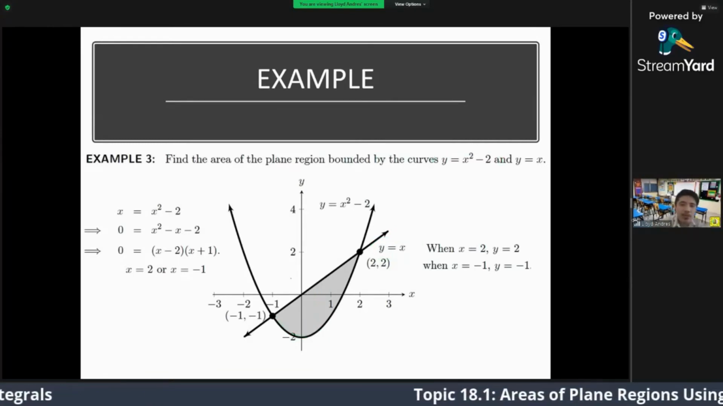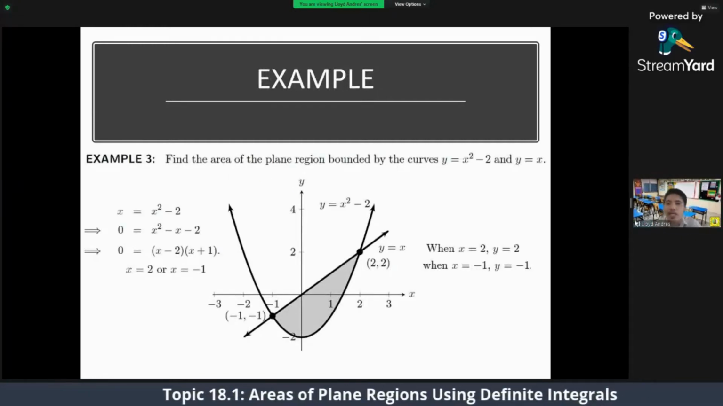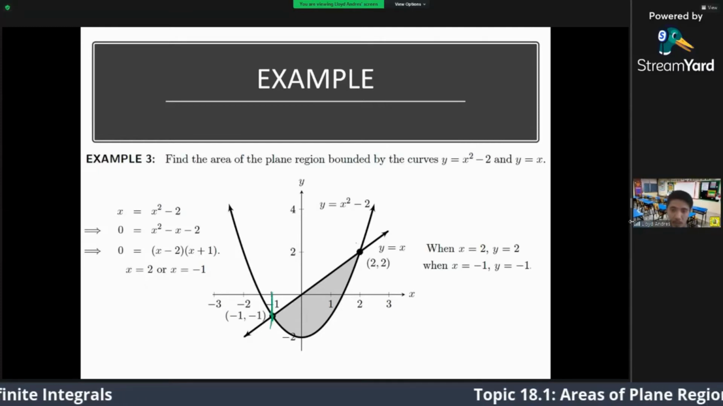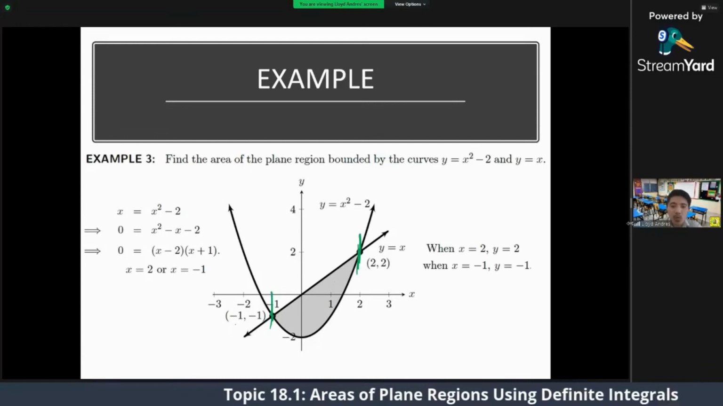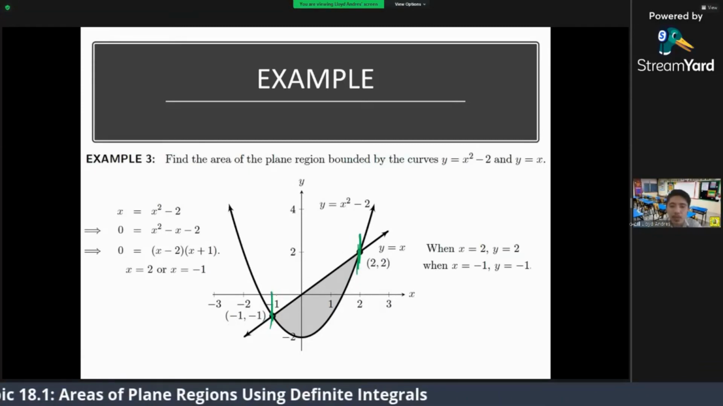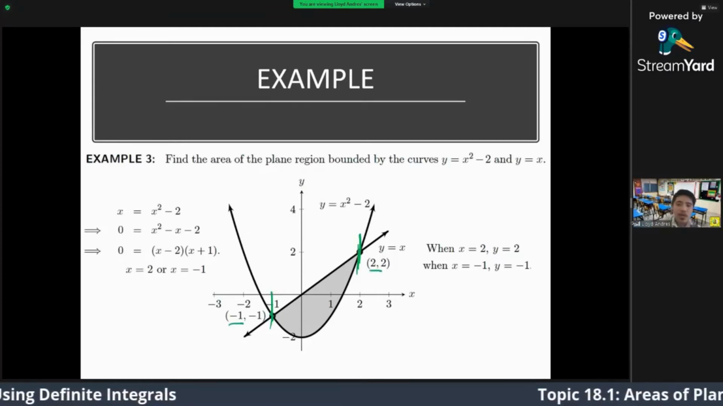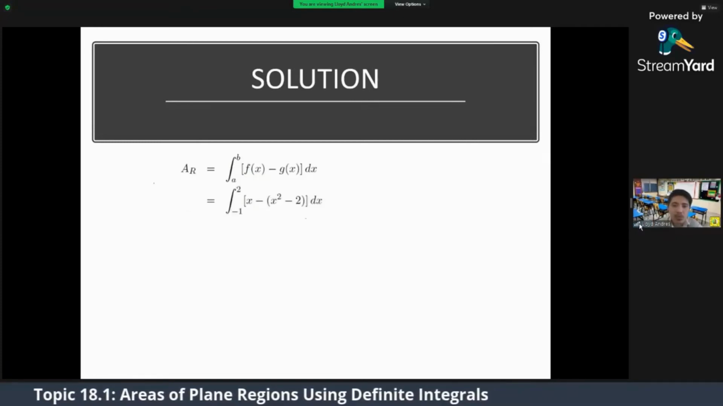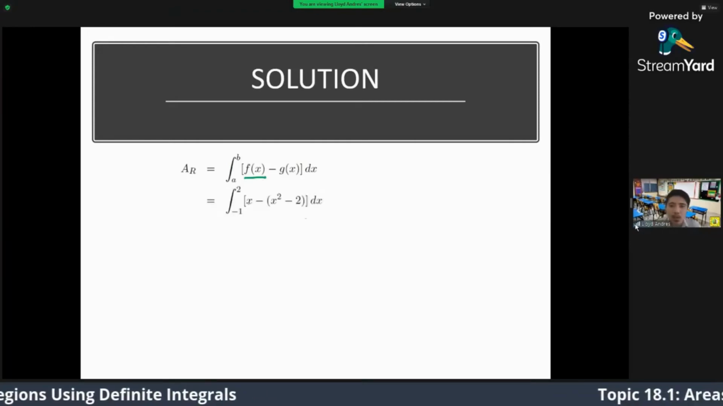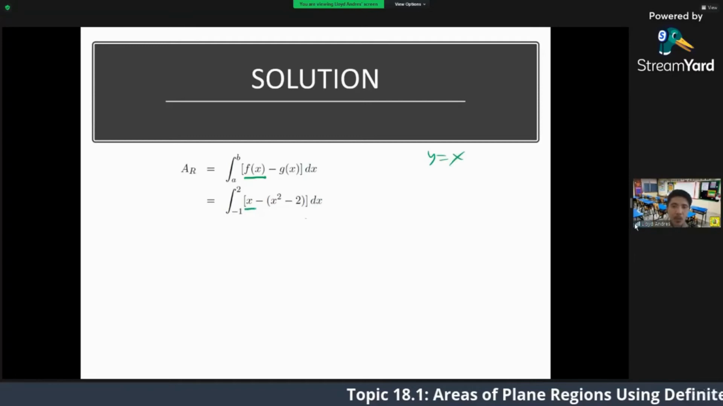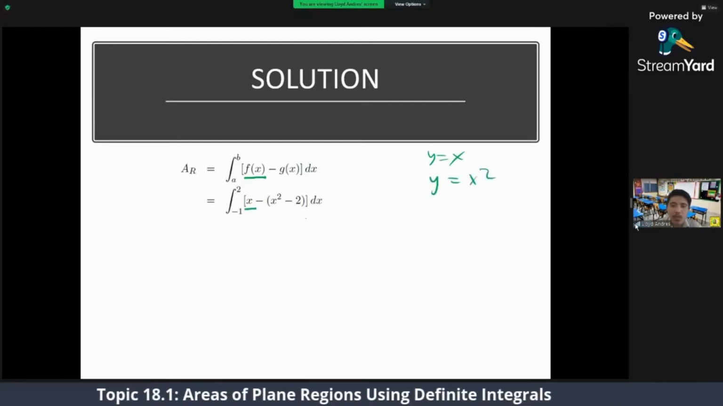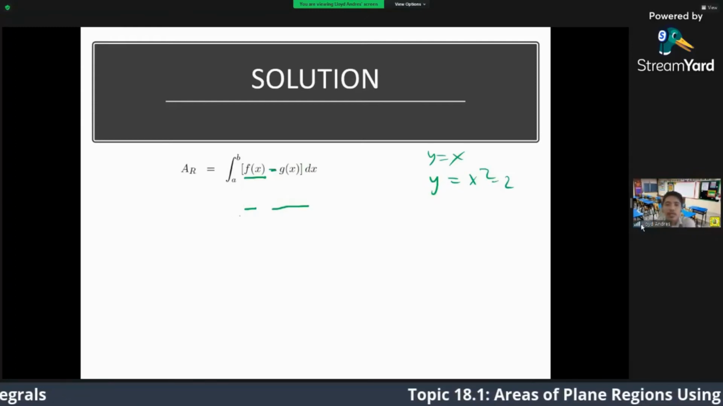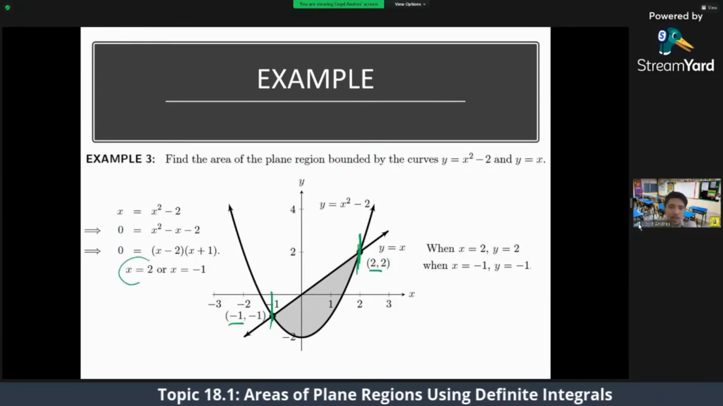So now you know the upper function and lower function. Aside from that, you need to determine the limits. That's why it is important to determine the intersection points, because our limits are only from here to here. So we need the x coordinates of your intersection points. Now you have completed your integral. The upper limit is the y equals x, so that is x, while the lower limit is the parabola y equals x squared minus 2. Take note, there is always a minus here. And then our limits are from negative 1 to 2, which come from the x coordinates of our intersection points.